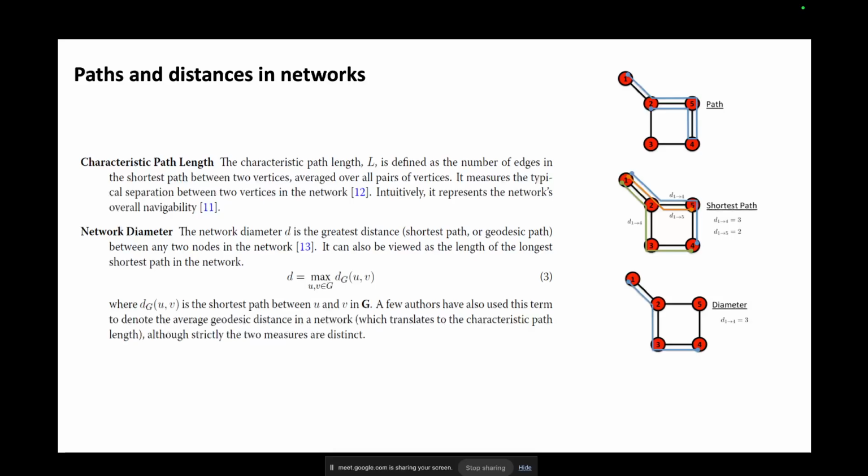There's also the concept of navigability in a network, where you start from one node and you want to go to another node following the connections between different nodes. I will talk about navigability a little bit later with the Eulerian walk and so on. But the characteristic path length gives you an idea about the overall navigability of the network. It's basically the number of edges in the shortest path between the two vertices.